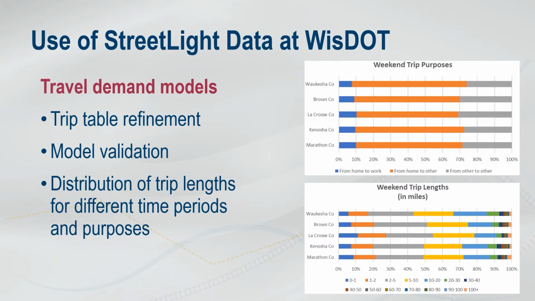The forecasting section also gets questions from the public and within our agency about trip lengths and origins and destinations. We've used StreetLight data to supplement information from our statewide travel demand model and our national household travel survey data to better answer the specific questions that are being asked. So the charts on the right show trip purposes and trip lengths for several counties in Wisconsin using data from StreetLight. Those help us answer questions about how far people were traveling for work trips and non-work trips.